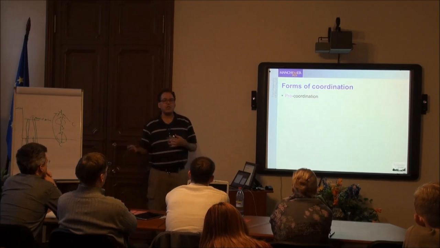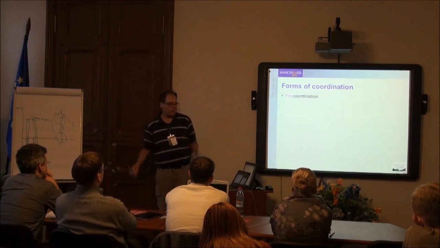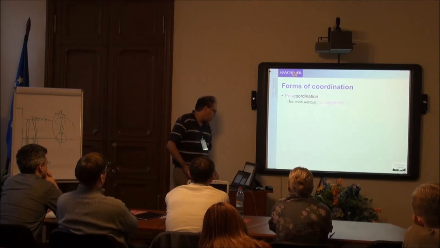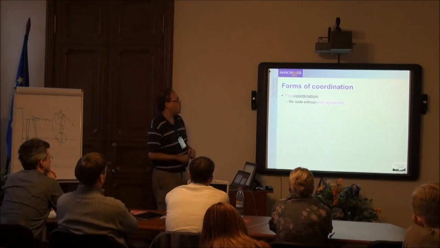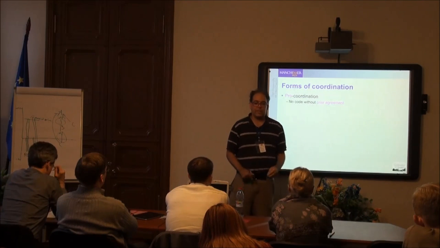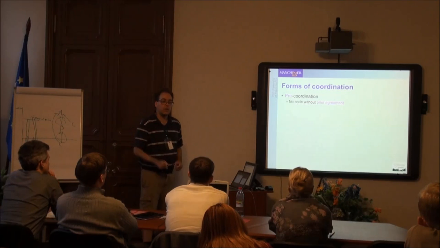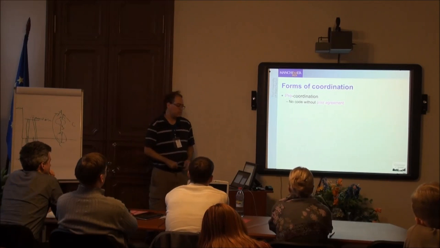So we can distinguish two forms of term coordination. And this has to happen for all terms. The first one's called pre-coordination. This is that we don't have a code in our controlled vocabulary without prior agreement. Somebody has to write down, they have to include the code, they put it in the right place. That's the only way it ends up being in the code.